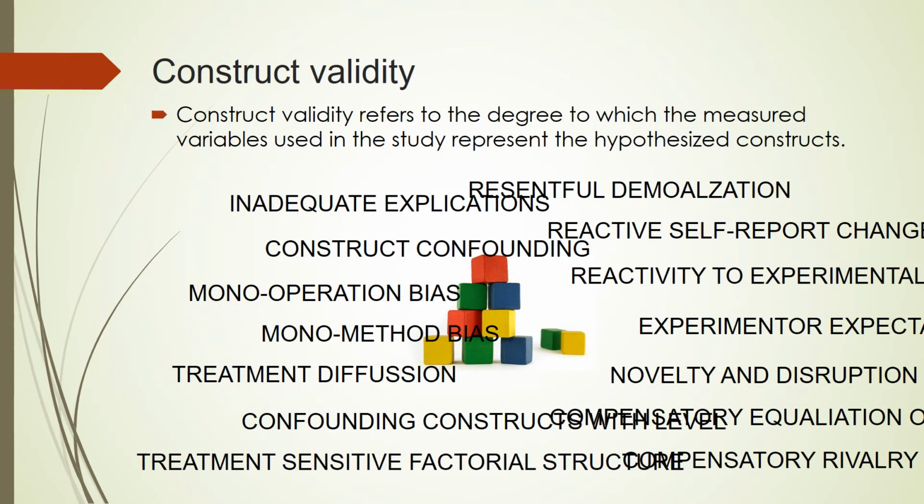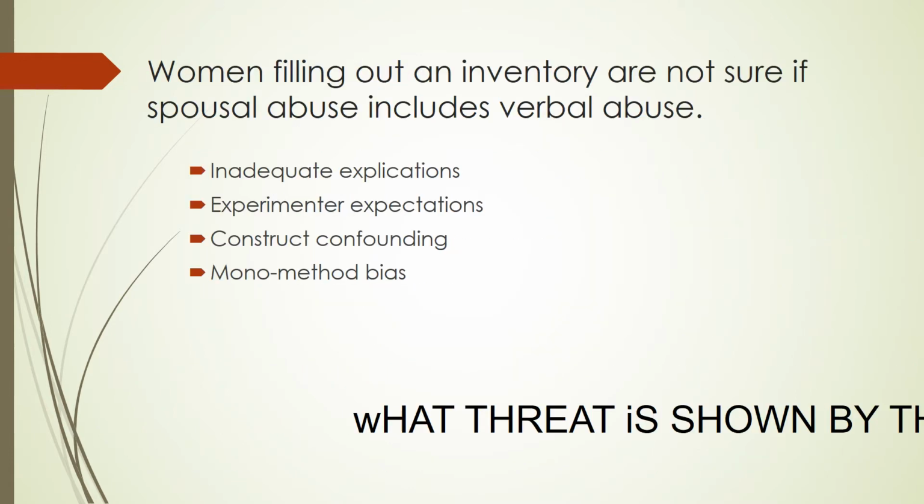Thirdly, the third one, construct validity. This refers to the degree to which the measured variables used in the study represent the hypothesized constructs. There are many here. We'll go over a couple of them. Women filling out an inventory are not sure if spousal abuse includes verbal abuse.